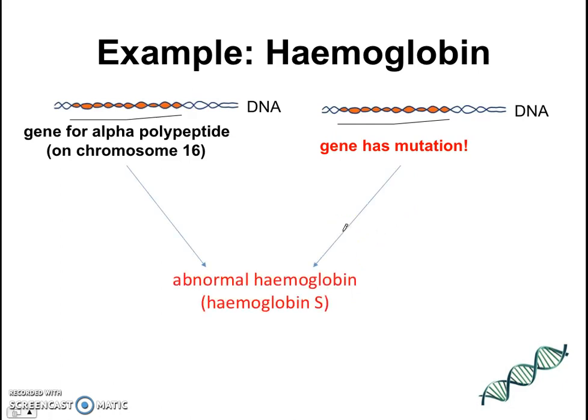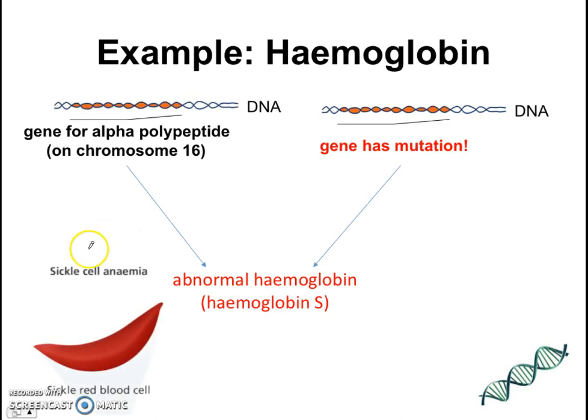And this is actually what happens in people with sickle cell anemia. They have a mutation in the beta polypeptide gene, and that's why the hemoglobin formed is different. It's hemoglobin S, right? And as a result, they have all sorts of disease symptoms. So again, a change in the gene can lead to change in a person's characteristics.